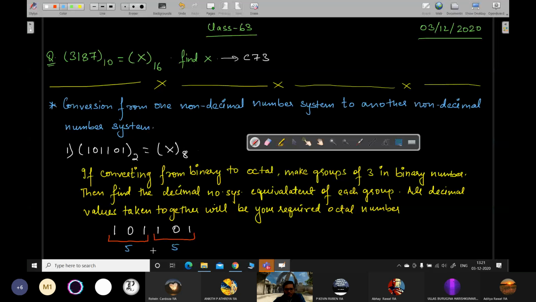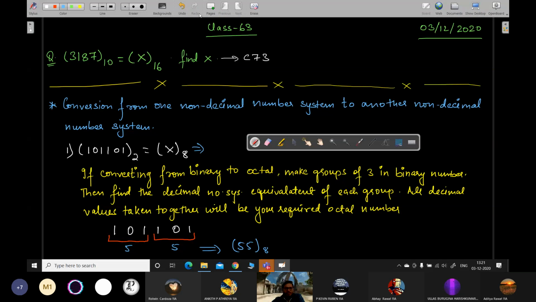And when you take them together in the same sequence, that is your required octal answer. Sir, sequence means from right to left. Grouping should be from right to left. Sequence also, sir. The sequence is as it comes, you write it as it is; whatever you write, you can take it from left to right. Okay, so you see 55 again.